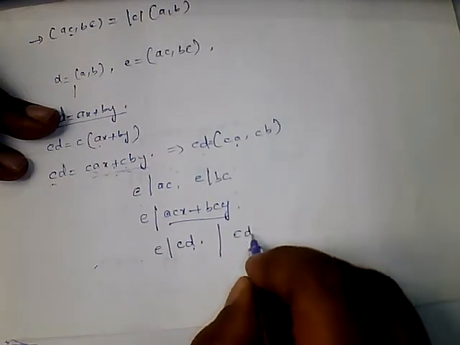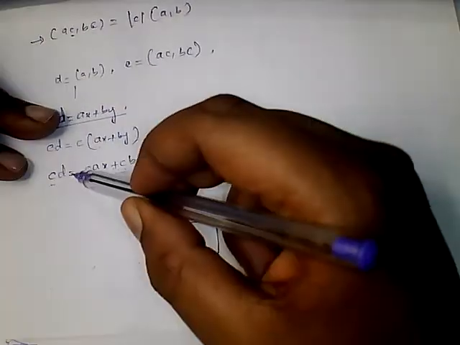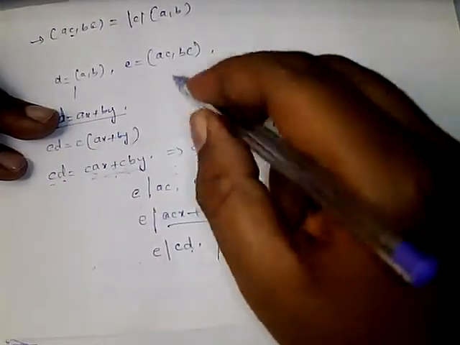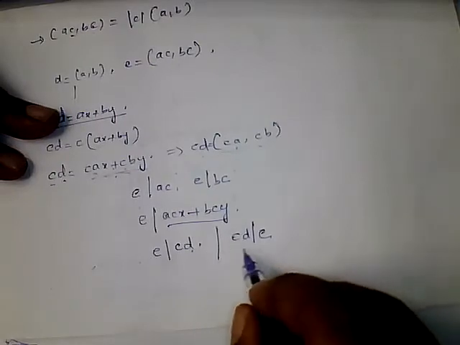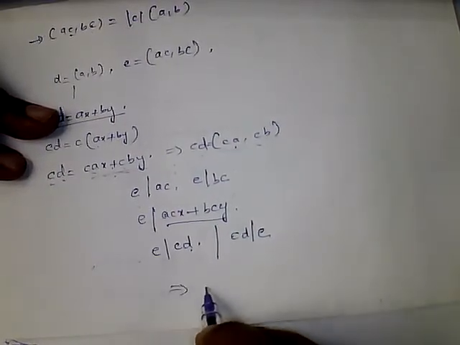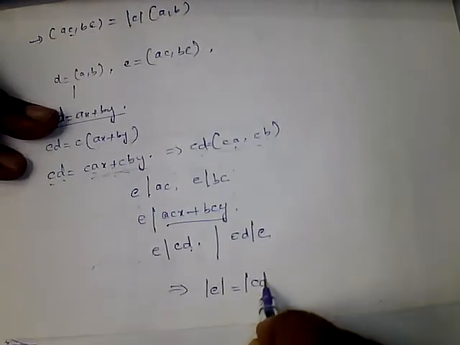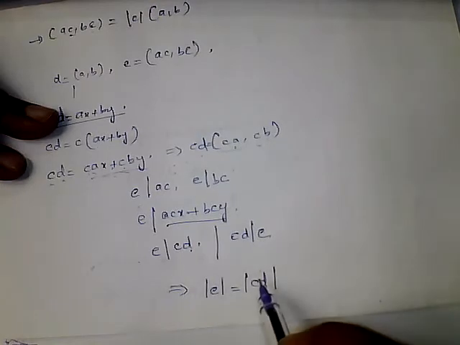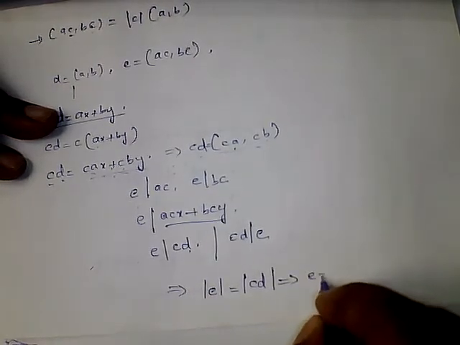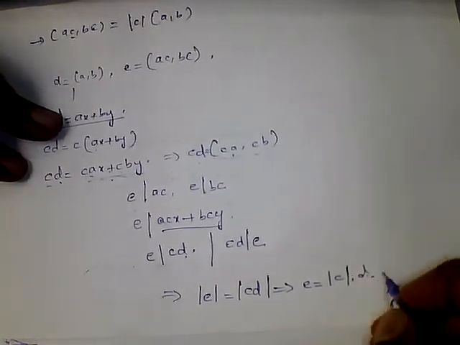Also that CD divides E, because I have used this and got this. I could also use this and got this, so there could be two chances for that. So from this we can write E equal to CD. Alright, these two are equal, I believe. From this we get it equal to C into D.